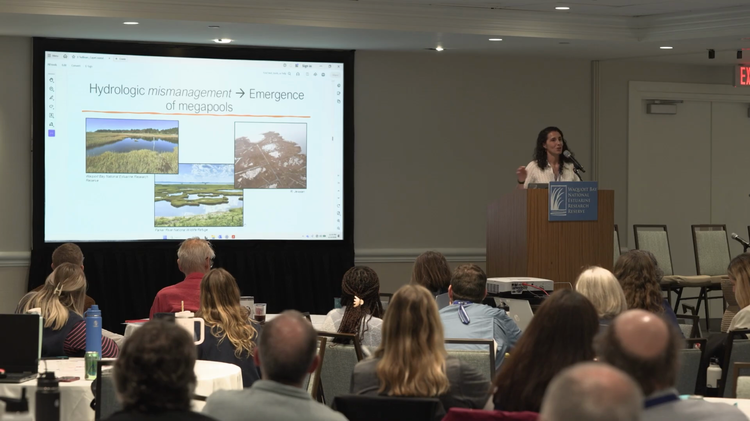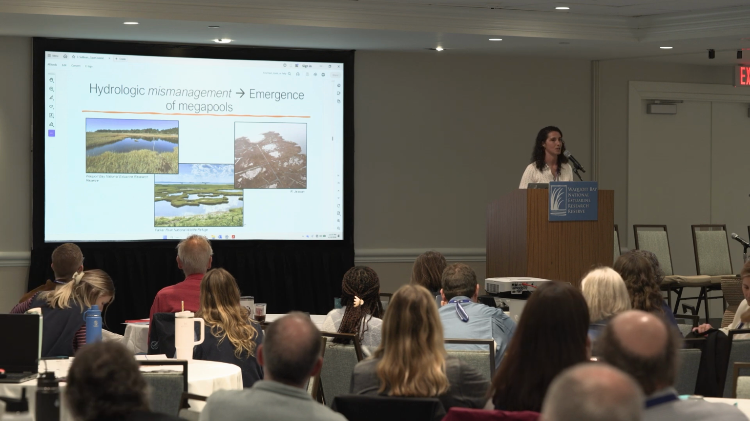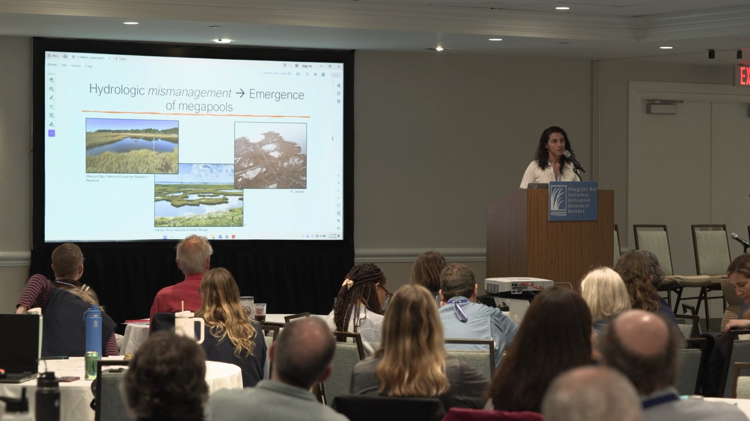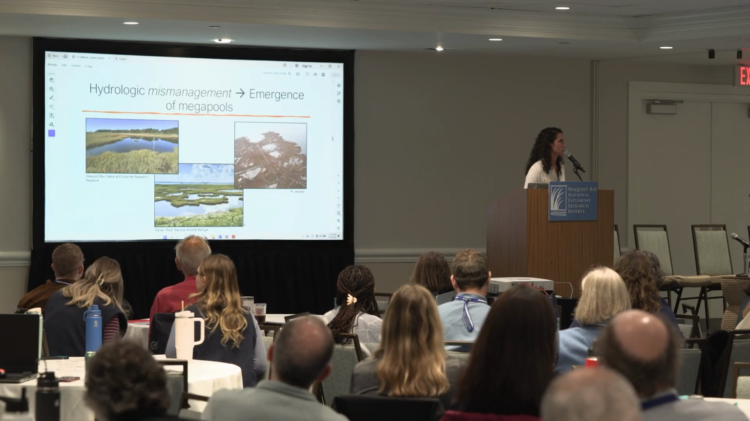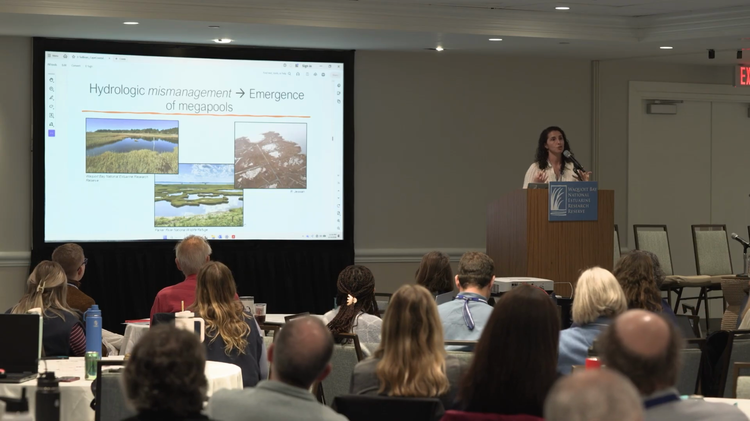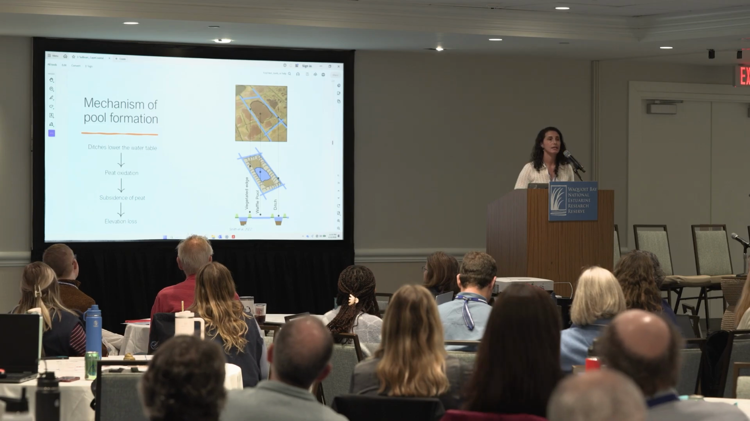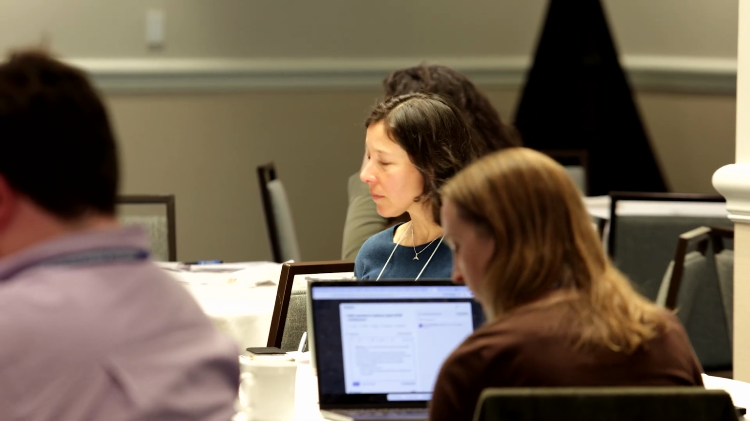And so if you've noticed, I've been calling this mismanagement because we're now starting to understand that this history of hydrologic mismanagement is now leading to the creation of megapools. We're seeing a very quick emergence of these interior areas of shallow standing water, not on the marsh edge, but actually more towards the upland. And so what's causing that is ditches being clogged, as I mentioned, impoundments trapping water.